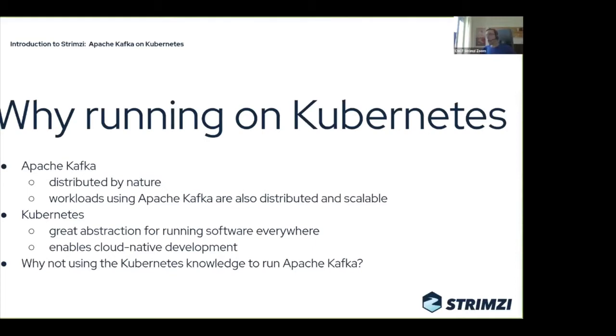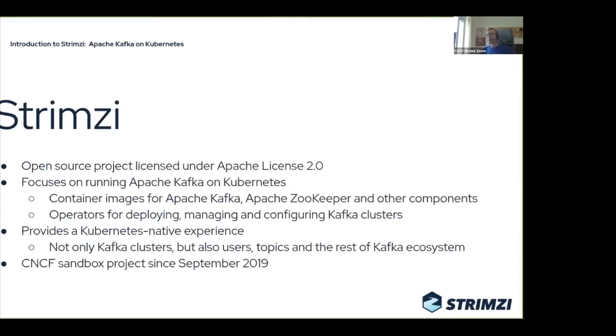But if you already have Kubernetes knowledge, why should you have to learn more about Kafka? It would be great to use your Kubernetes knowledge to run Kafka on Kubernetes. This is the reason why we have Strimzi today. Strimzi is an open source project focused on running Kafka on Kubernetes, providing all the container images that you need for Kafka, for ZooKeeper, and for all the other components that are part of the Strimzi suite. And it's based on operators.